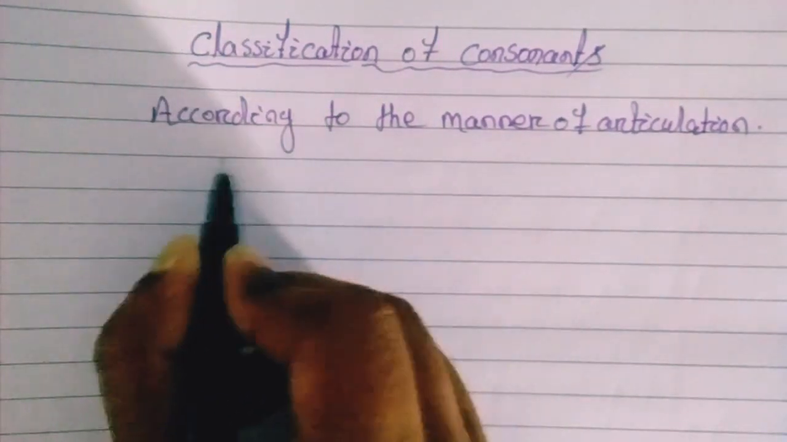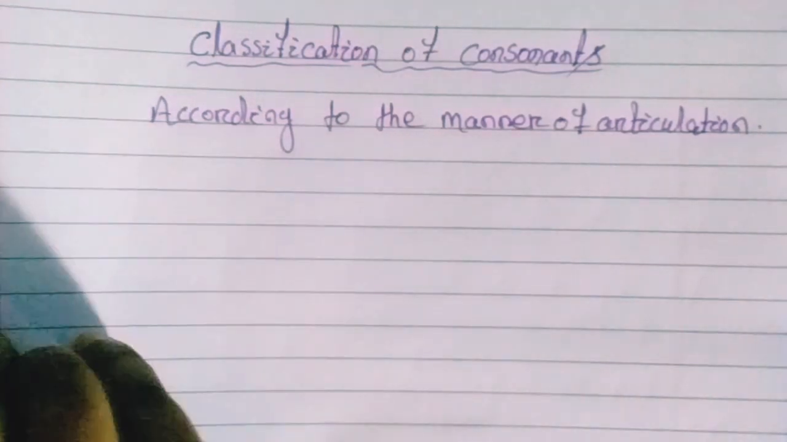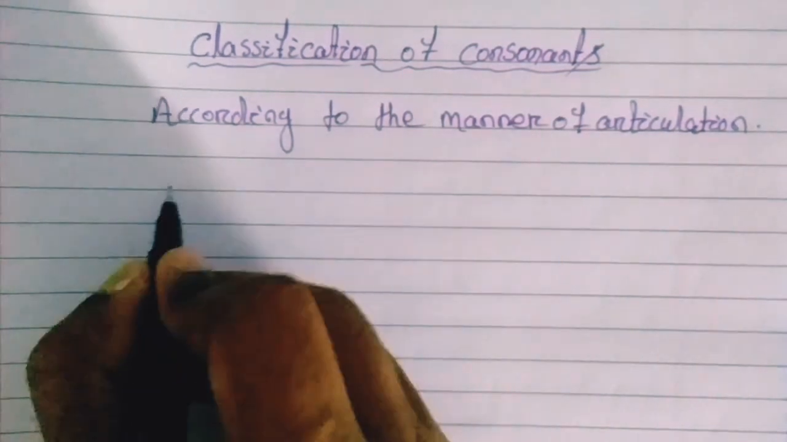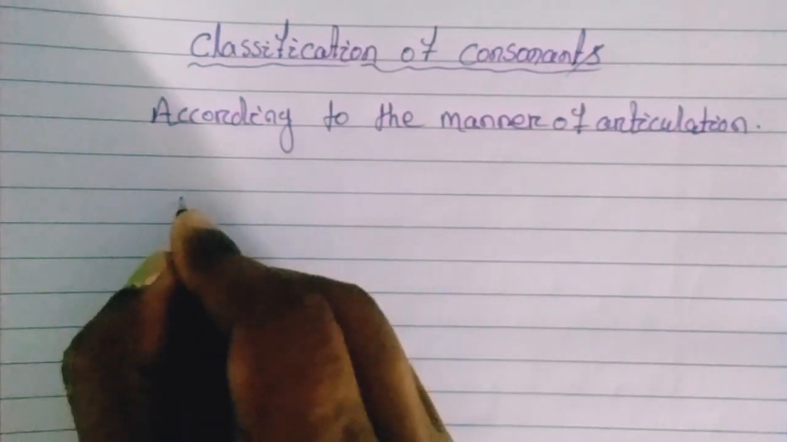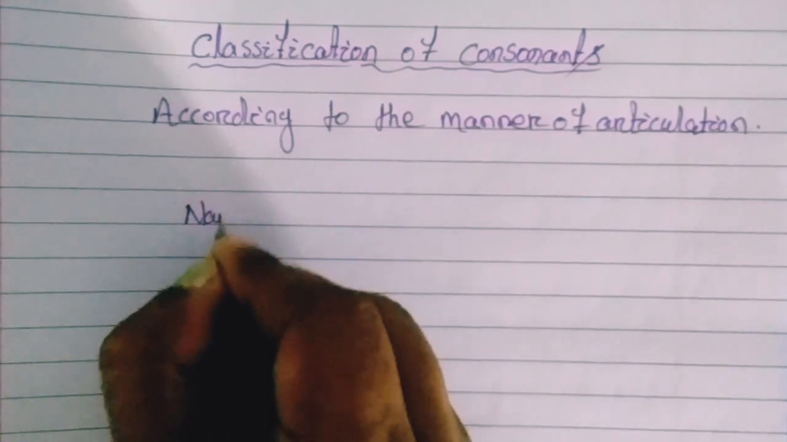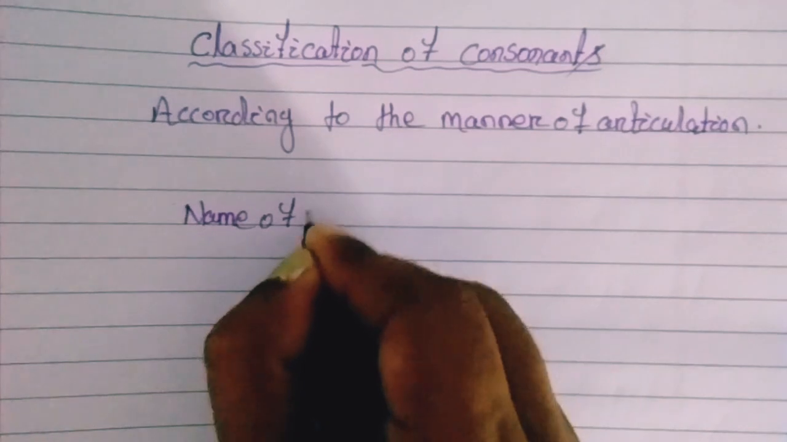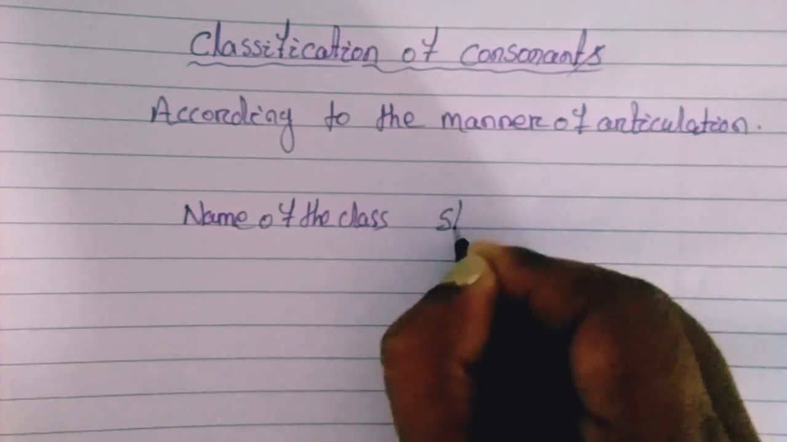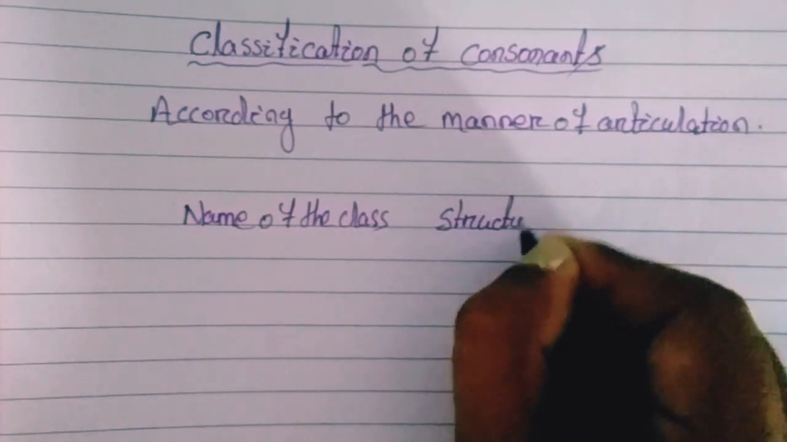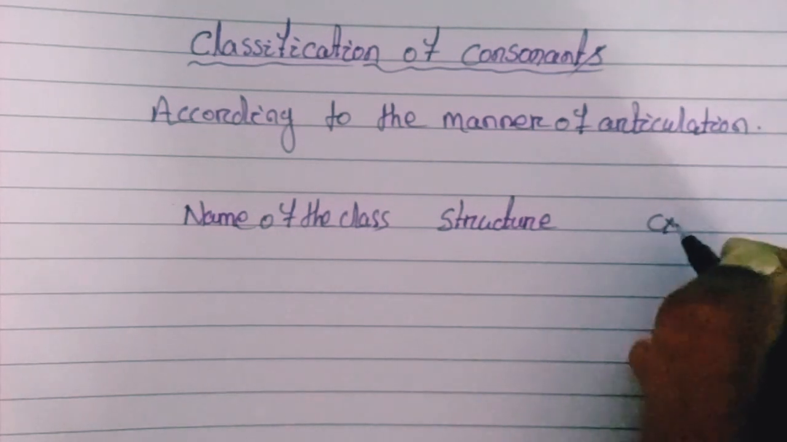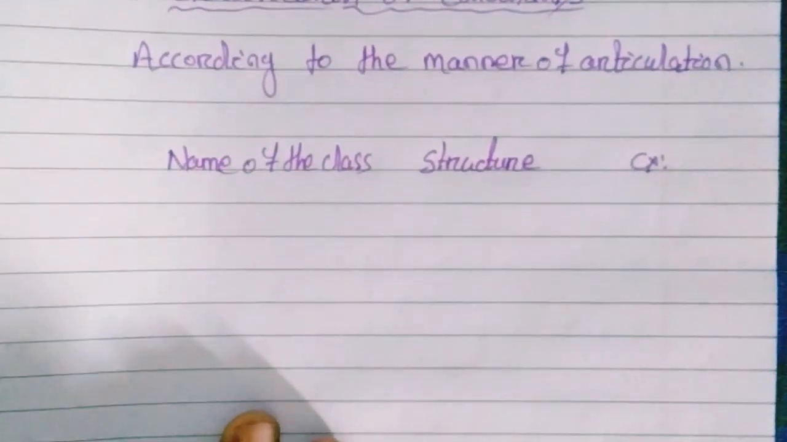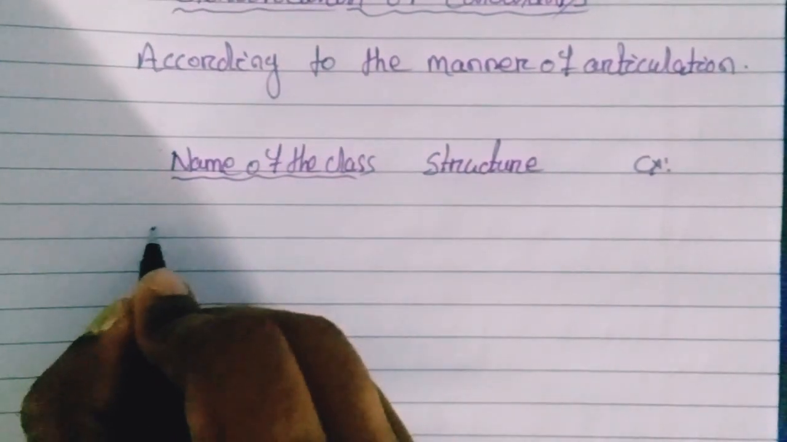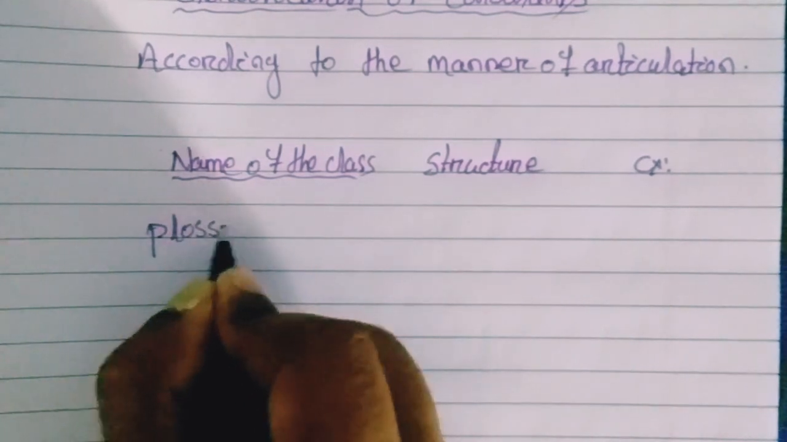So let me explain. According to the manner of articulation, consonant sounds can be divided into 10 groups. So here I have to mention the name of the class, the structure, and the examples. So the first one is plosive sound.